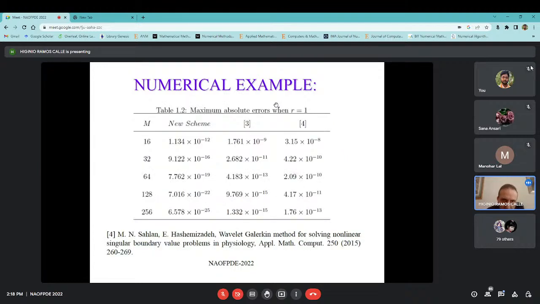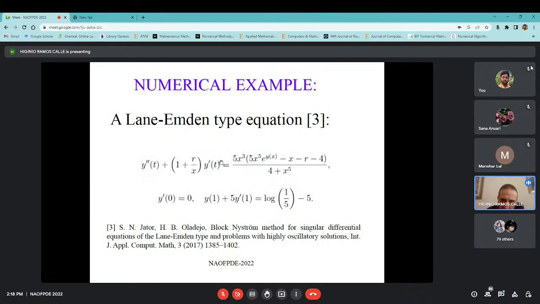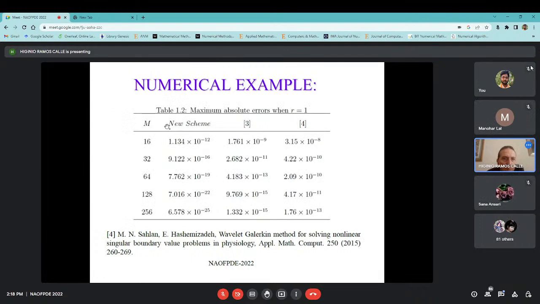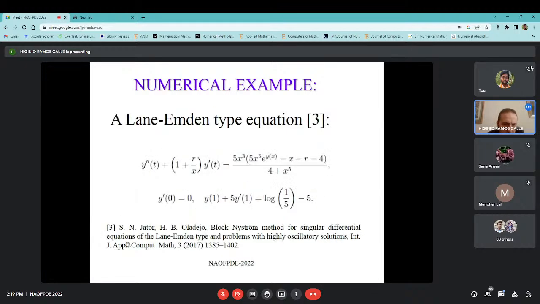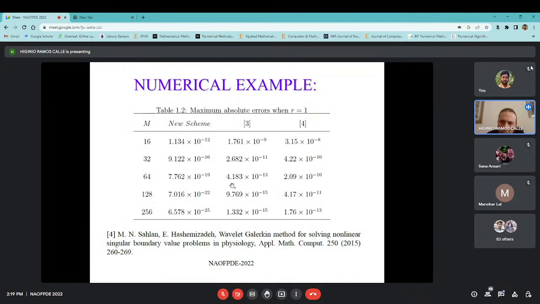So you can see here in this table the maximum absolute errors. For this problem I took r equals 1, and this is the number of points, and these are the errors. These are all the errors with the new scheme, and these are the errors with the scheme in this paper and also in this one. So you see that the block method produces very, very good approximations.